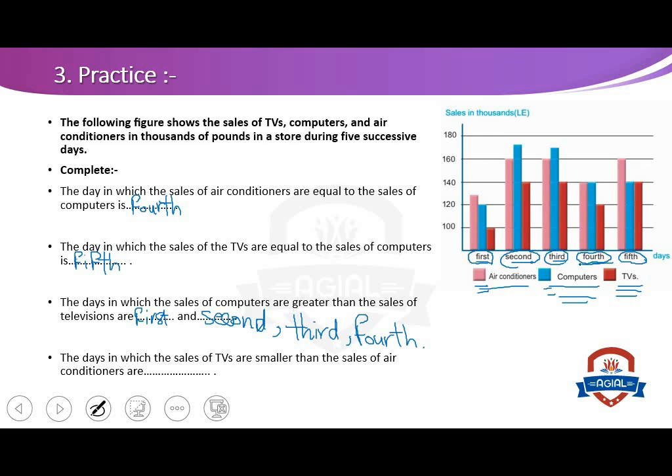So the days in which the sales of TVs are smaller than the sales of air conditioners, we have the 1st day and the 2nd day and the 3rd and the 4th day. So we have 4 days.